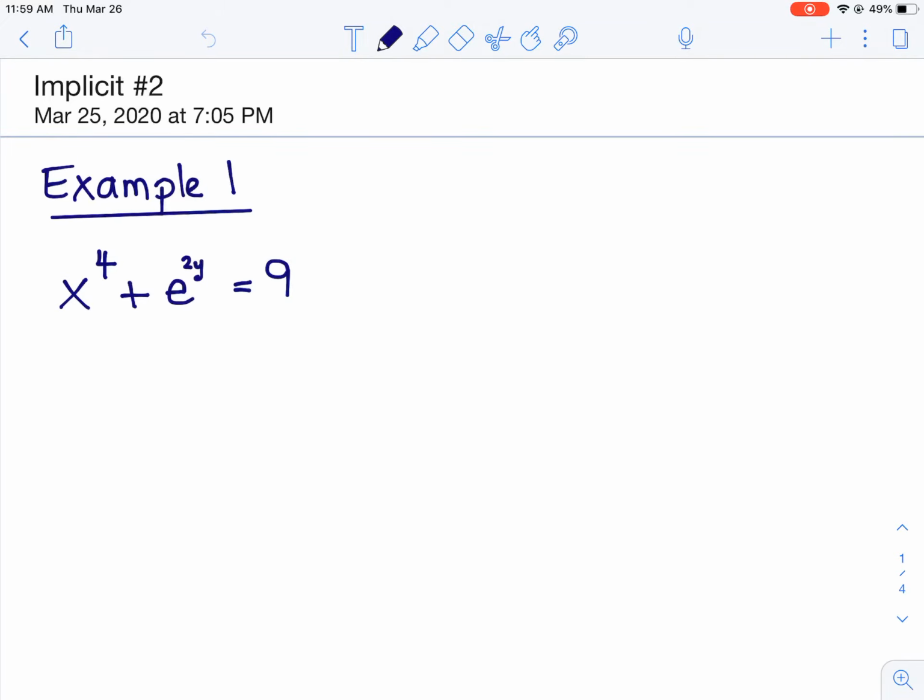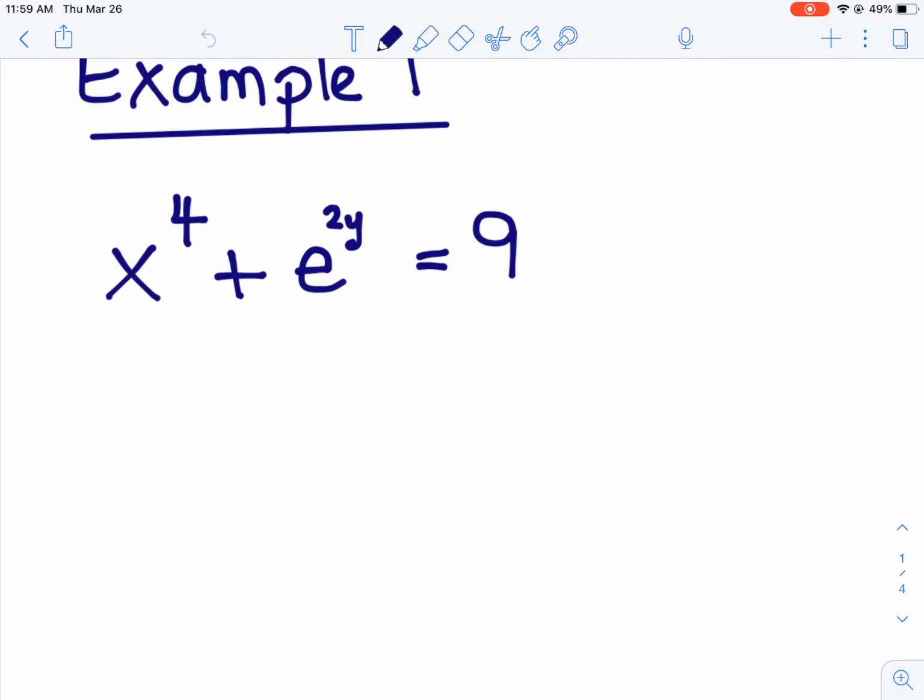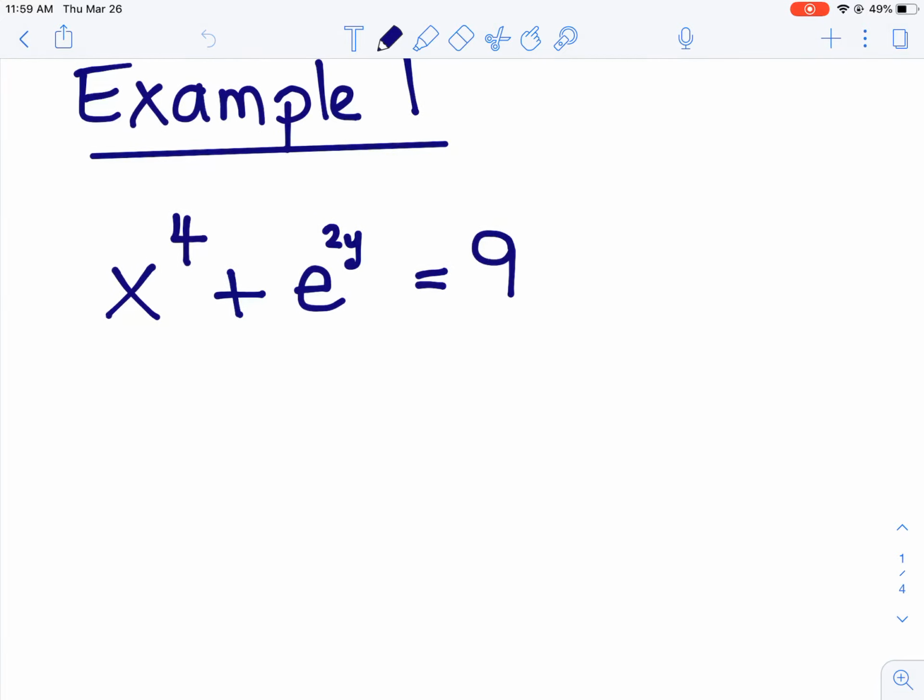Okay, so here's implicit differentiation video number 2. Remember when we do the y's, we have to do dy dx. All right, let me stop rambling and start.